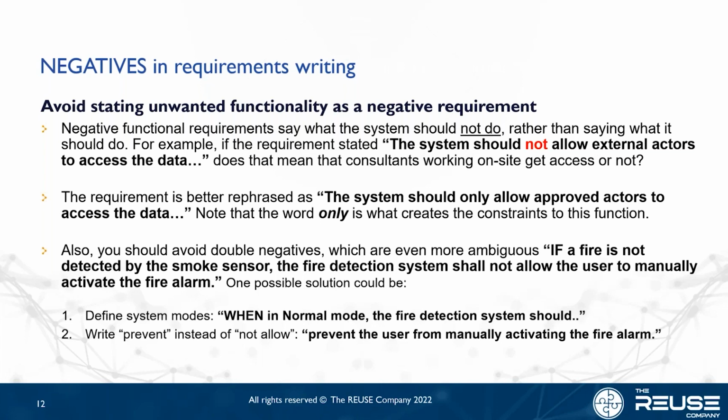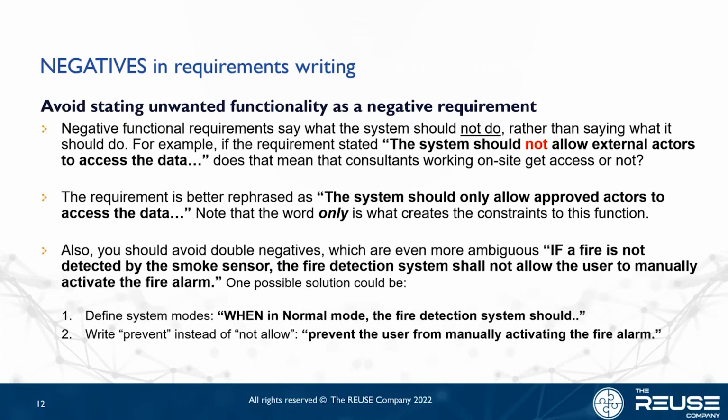And then if you want to describe unwanted behaviors or unwanted functions, you might end up in double negatives, like for instance in this example. If a fire is not detected by the smoke sensor, the fire detection system shall not allow the user to manually activate the fire alarm. Okay, it's hard to have these double no's in any sentence.